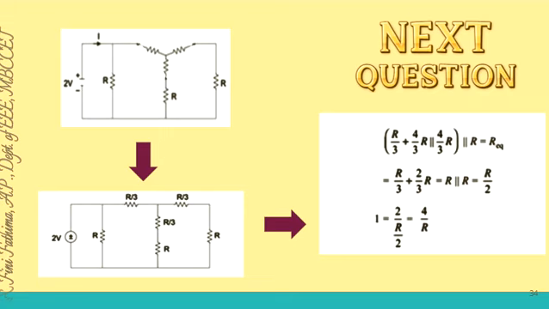Okay, so we have to find out the current. Current is equal to V by R, isn't it? So V is 2 divided by R, and R is R by 2. So we will get it as 4 by R.